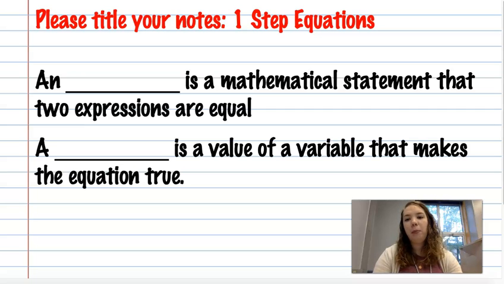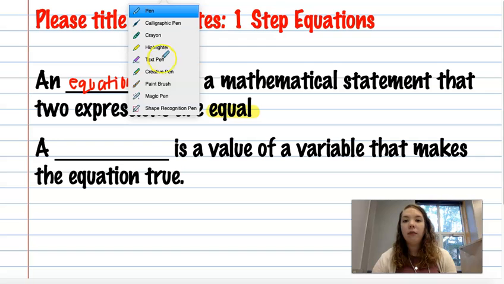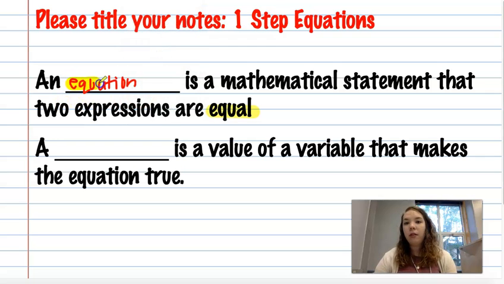So we have two fill in the blanks here, and blank is a mathematical statement that two expressions are equal. Okay, this key word here is equal, and our missing word is an equation. Its prefix or its root word is essentially equal. An equation means that two things are equal, which is why it's so important that when we do things to one side, we have to do them to the other.